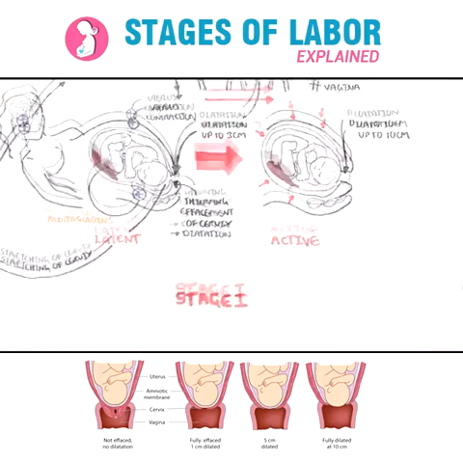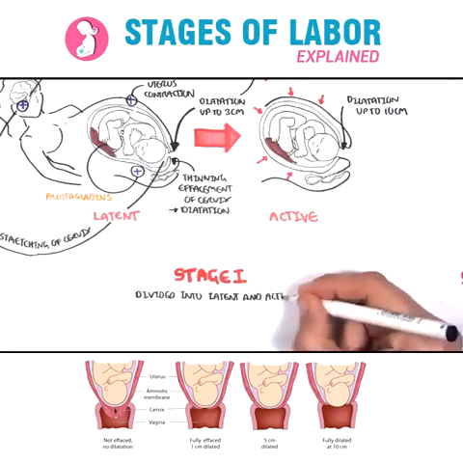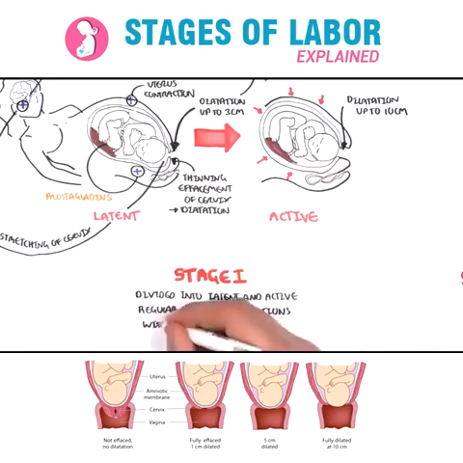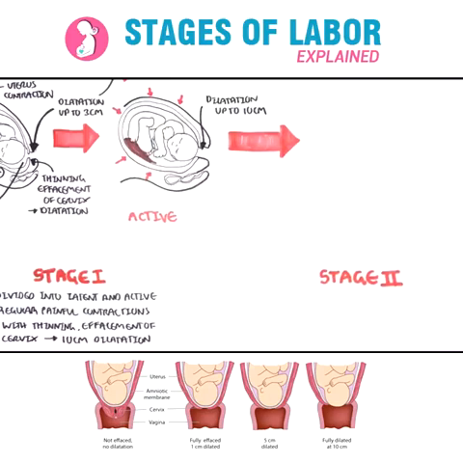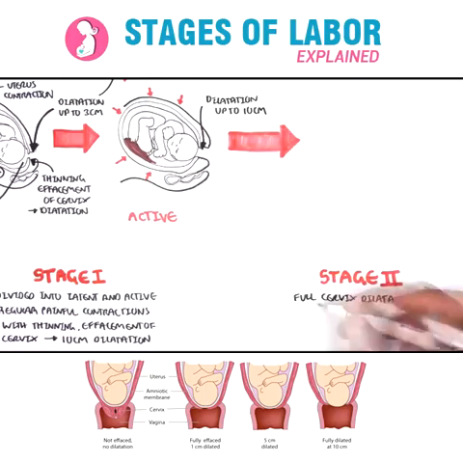Recapping stage 1. Stage 1 is divided into the latent and active phase. Regular painful contractions with thinning, effacement of the cervix is what happens in stage 1 until the cervix reaches 10 centimeters dilatation, or full dilatation of the cervix. After stage 1, the labor will progress to stage 2. And stage 2 is from full cervix dilatation until the baby is born.